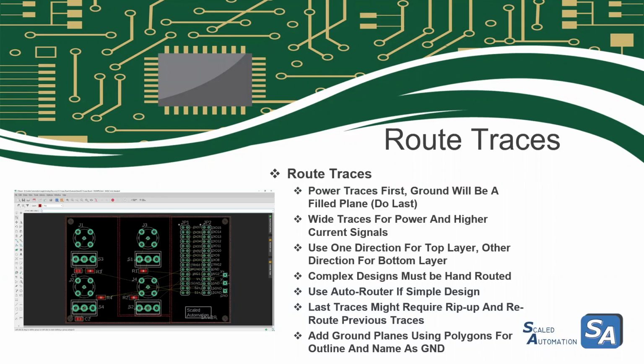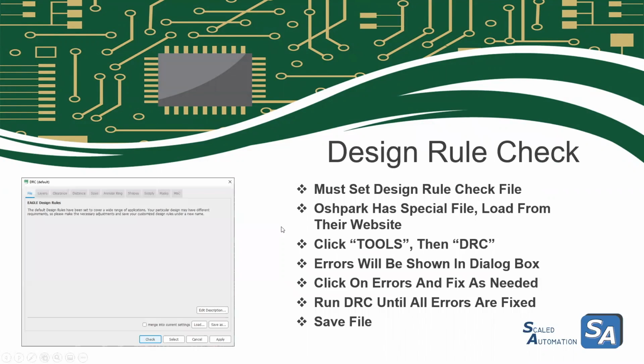And then add ground planes using polygons for the outline and name as grid. I mentioned that earlier. And the button you're going to push is called Rat's Nest, and it'll automatically fill it in. So some of this stuff is historic. I have no idea where the name came from for Rat's Nest.